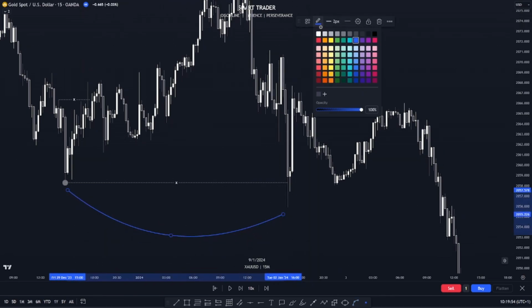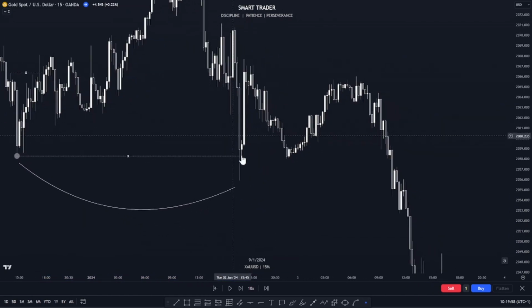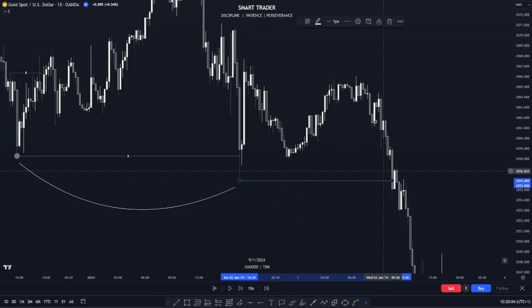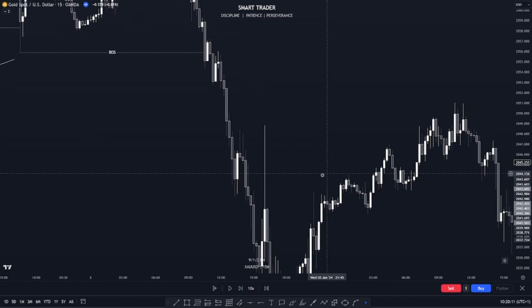Okay, so the next time the market has to make a proper break of structure, the market has to completely break and close below this last low here to be a valid break of structure. So this is our actual break of structure. Okay, and then the market keeps pushing downside.